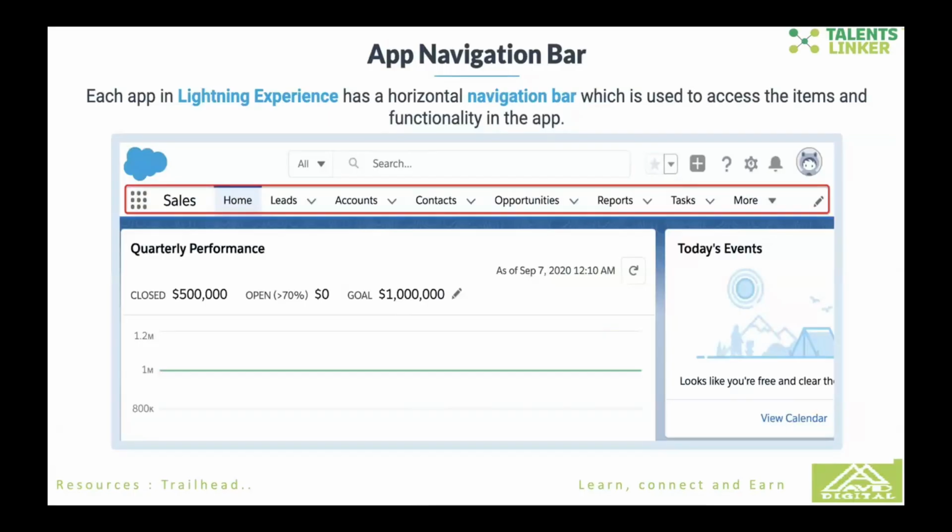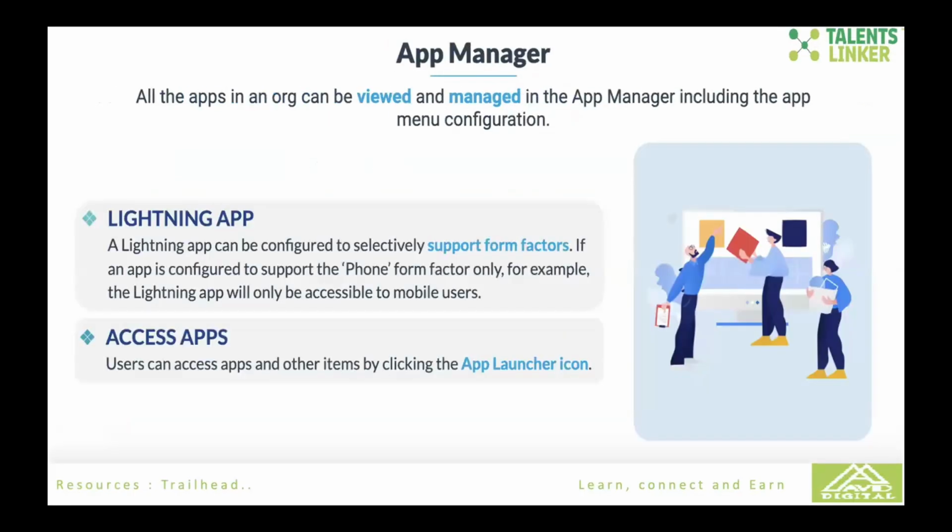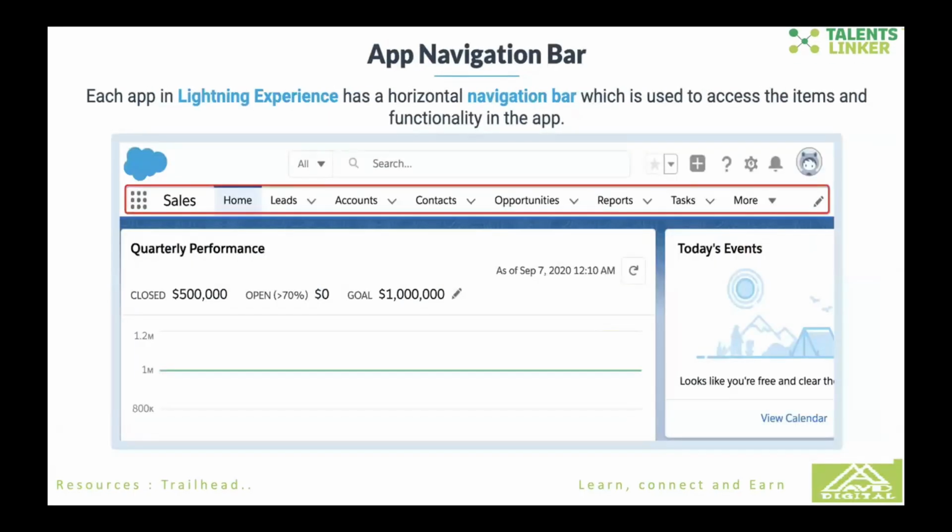So we have app manager. You can navigate app manager navigations. Each app like Lightning Experience has horizontal navigation bar which used to access items and functional app. We're all used to this one already. When we go to the front end, for us to navigate maybe sales application, we have been going there all this while to navigate it. It has a home page.